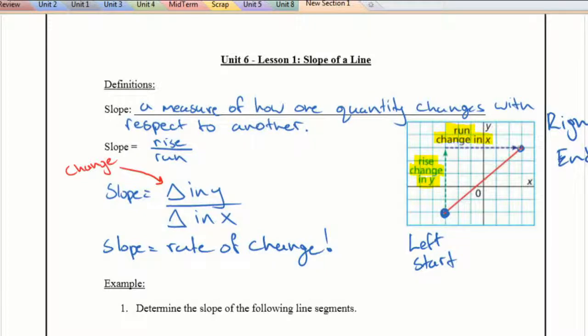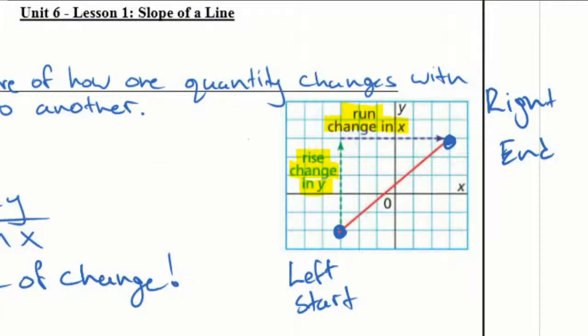So the idea here is that if I started at a point, like this guy right here, there's my start. I'm starting at the left. And then I go to the right, which is my end. I have 2 points, this point here and this point here, and I want to know the slope between those points. So how much do I need to rise? I'm going up, up, up, up, up. Okay, there's my rise. And then my run, going from left to right.